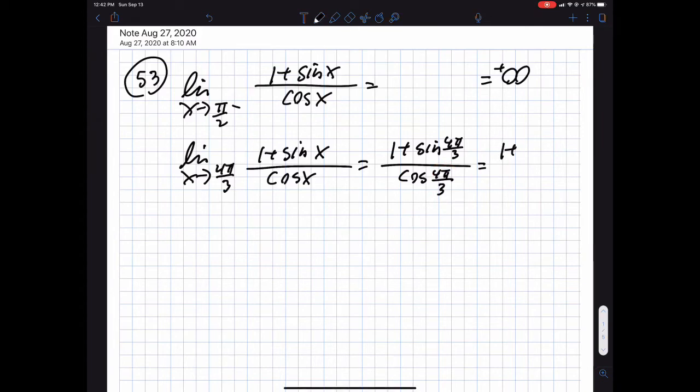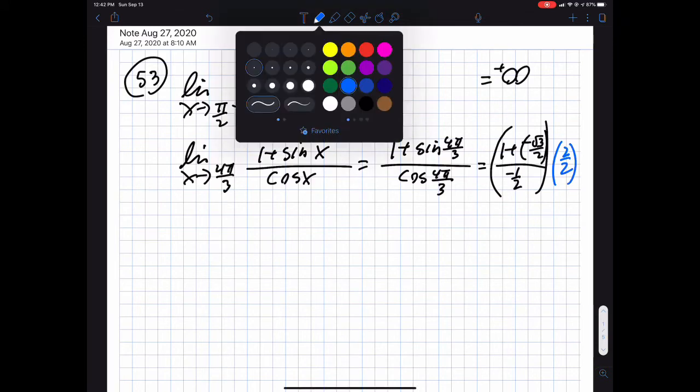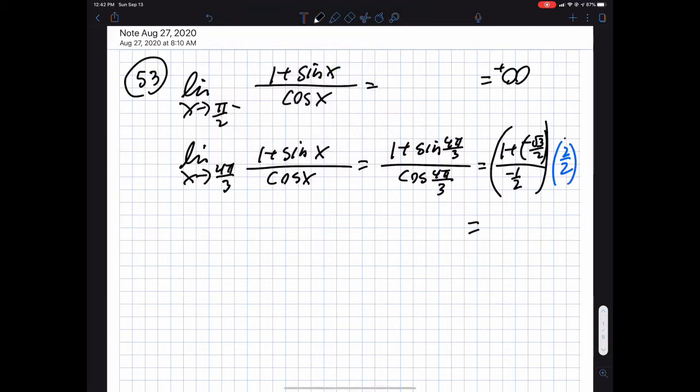The sine of 4 pi over 3 is going to be negative radical 3 over 2. And the cosine of 4 pi over 3 will be negative 1/2. And then, to make this pretty, we will multiply by 1, which looks like that. And so if we distribute, we're going to get 2 minus radical 3 on top, and the bottom, negative 1. Now we can divide by negative 1. You'll get radical 3 minus 2 as your answer. And that's the second part of 53.